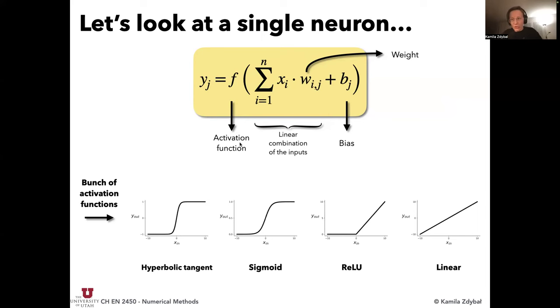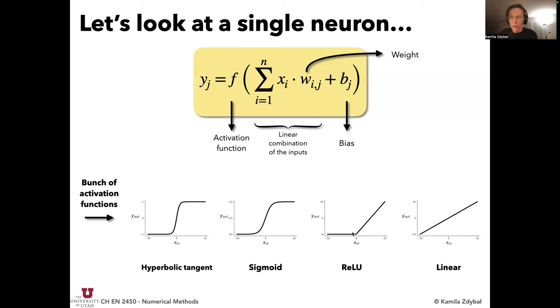Now there's a bunch of choices for the activation functions. For example, we've got the hyperbolic tangent activation, where on the x-axis is the argument that's given to this activation function. So everything that's inside of this bracket would be on the x-axis. And then we compute the value of that function, so the output of that activation function. For the hyperbolic tangent, this output is always between minus 1 and 1. Then we have the sigmoid activation, which has a similar shape to the hyperbolic tangent, but its values are from 0 to 1.